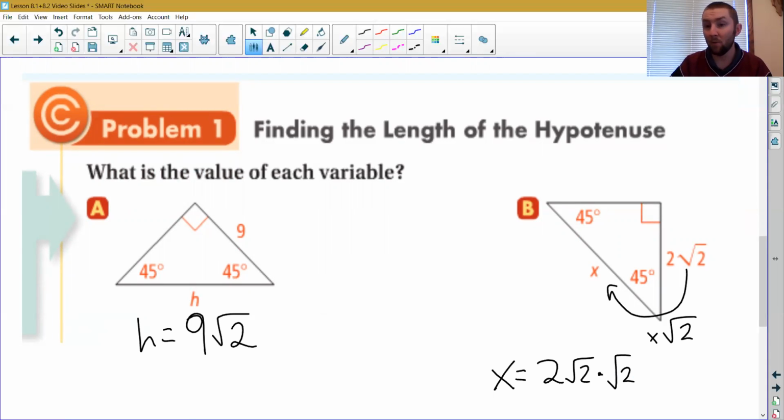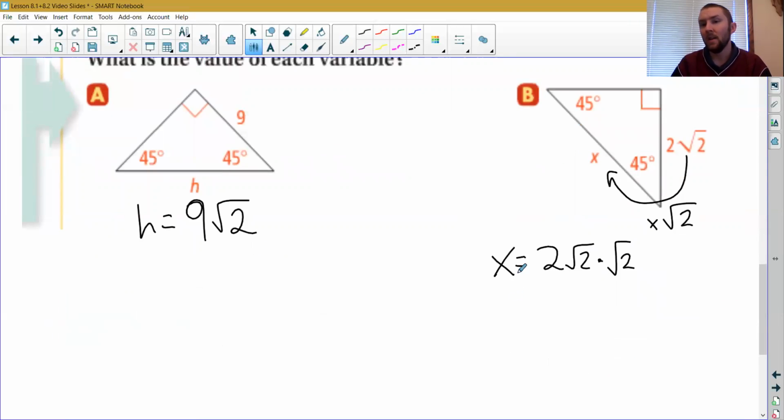And if we remember our rules about square rooting, the square root of 2 times the square root of 2 is really the square root of 4. So this is really 2 times the square root of 4, right? But the square root of 4 is just 2, right? So that's 2 times 2. It ends up being 4. X is equal to 4.